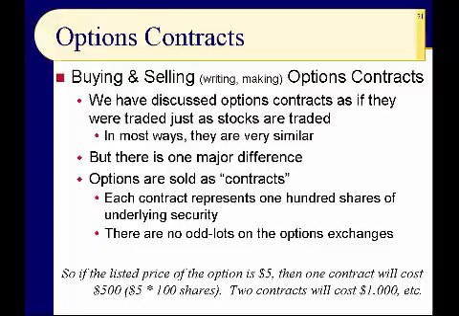And remember, who gets the money? The seller of the option, the person on the other side. The buyer pays the $5 times 100, or $1 times 100, or 20 cents times 100. The seller receives that money, and they get to keep it no matter what happens. So remember that options are sold in 100 share contracts.